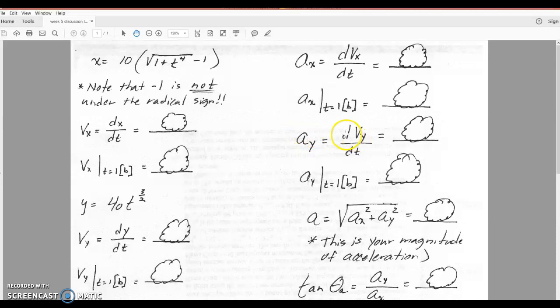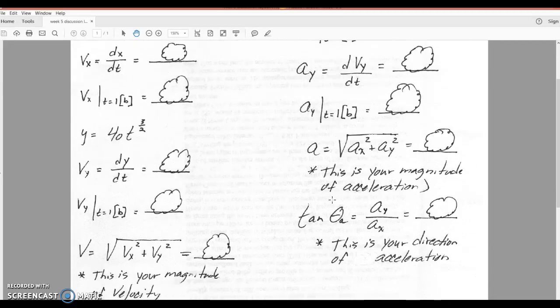Then you'll go back and find the acceleration in the y direction. That's found by taking the derivative of the velocity in the y direction, the derivative of this function with respect to t. And then similarly, to find the numerical acceleration, you'll substitute t equals, again, whatever your value of b is. If it's 4, it's 14 seconds in flight.